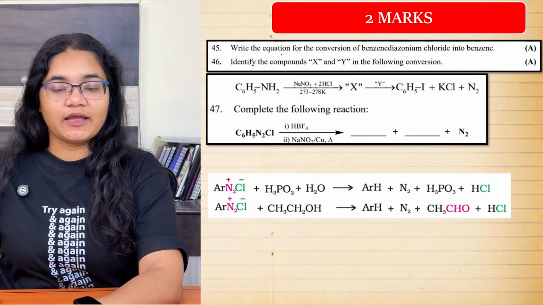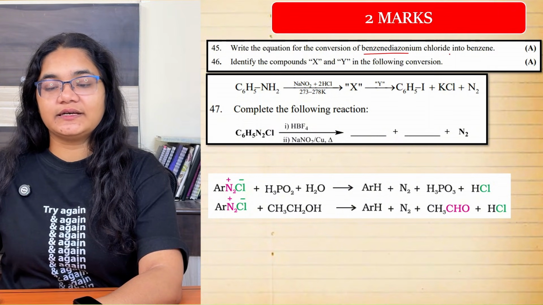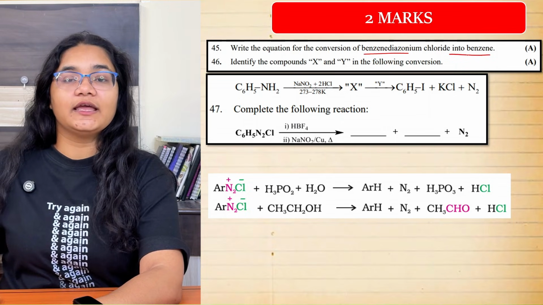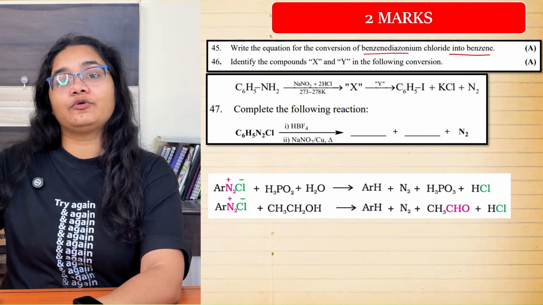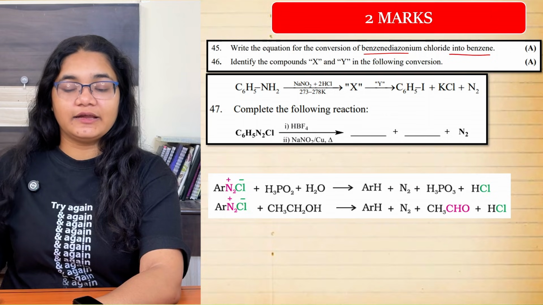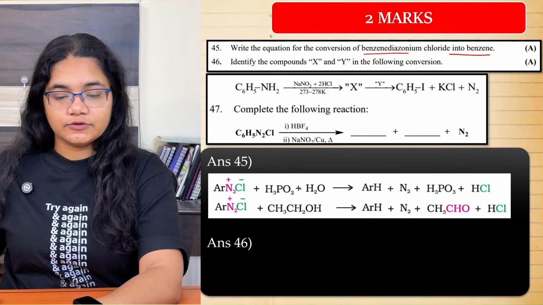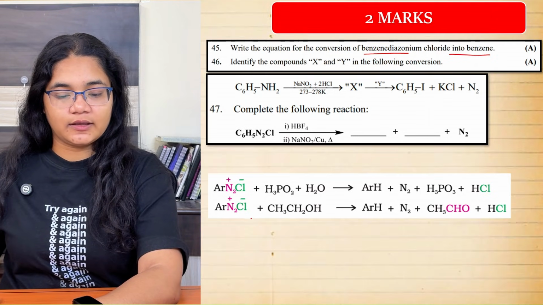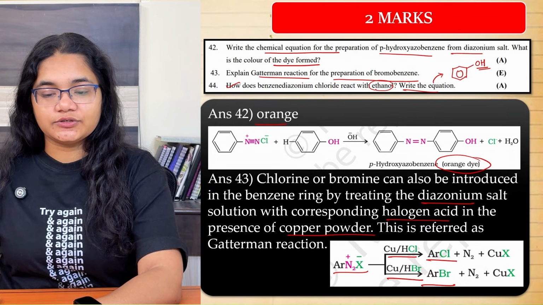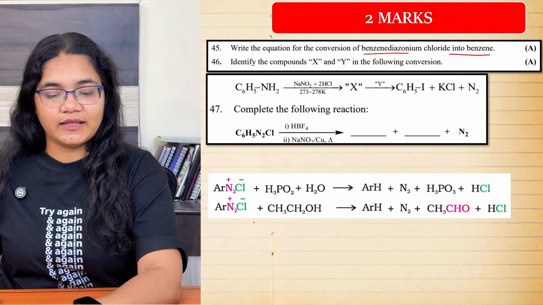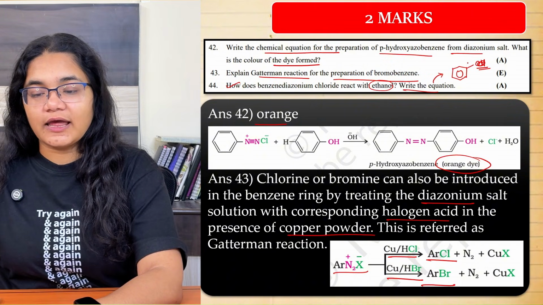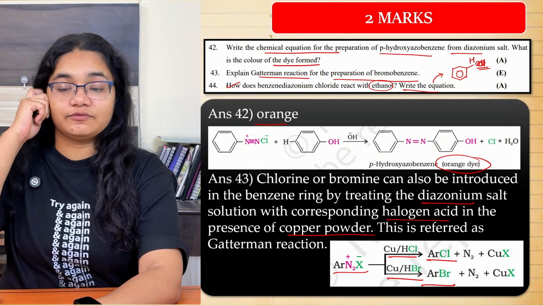Next question number 45, write the equation for the conversion of benzene diazonium chloride into benzene. If you want to convert benzene diazonium chloride to benzene, you have to treat it simply with water. Okay, so you can see, I think one mistake I did here. This question is with ethanol, right? With ethanol, you will get benzene, not phenol. Only H will be produced here.